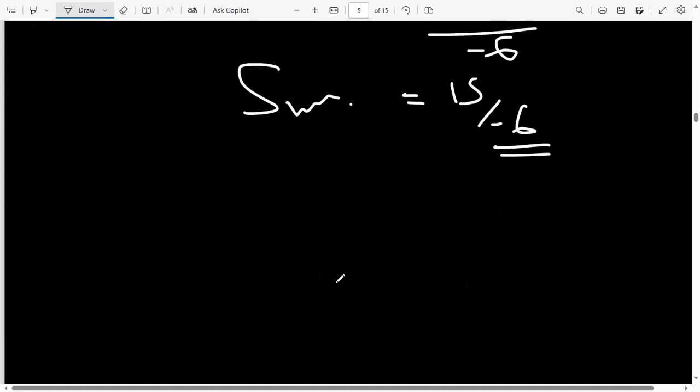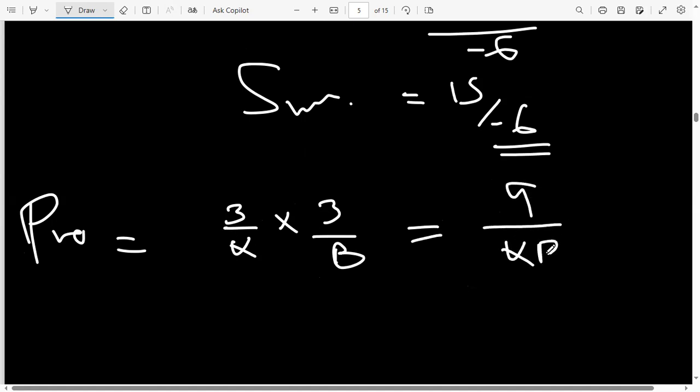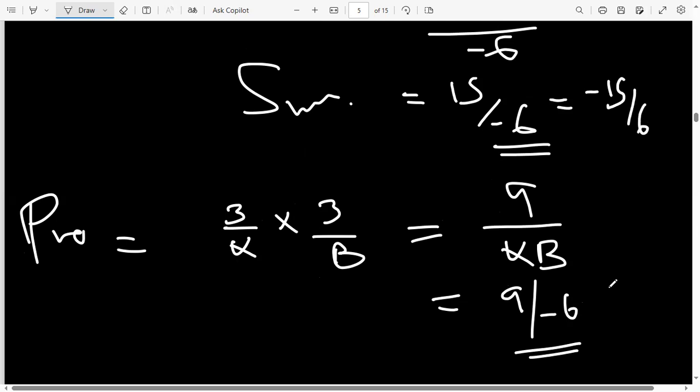Okay? And then what about the product? So we're going to say the product is equal to 3 over alpha multiplied by 3 over what? Beta. So this is going to give you what, guys? It's going to give you 9 over alpha beta. And we know the value of alpha beta. So this will just be 9 divided by what? Minus 6. Okay, so you can write this as minus 15 over 6. And you can also write this as minus 9 over 6. So this is what we have here.